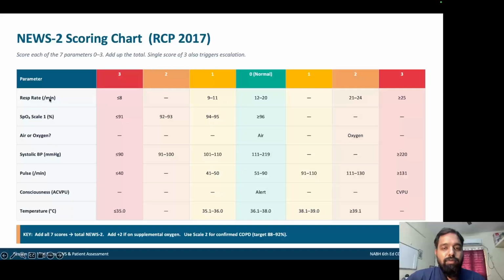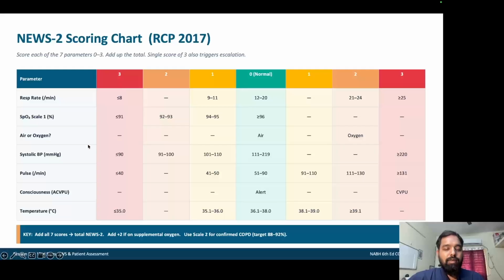For example, 12 to 20 is the normal respiratory rate. If it goes beyond, 21 to 24, it is 2. If it is 25 or more, it is 3. On the lower side, bradypnea of 9 to 11 scores 1, and if it is 8 or less, it is 3. Regarding SpO2, if it is 96 or more, it is normal. 94 to 95 is 1, 92 to 93 is 2, and 91 or less is 3.